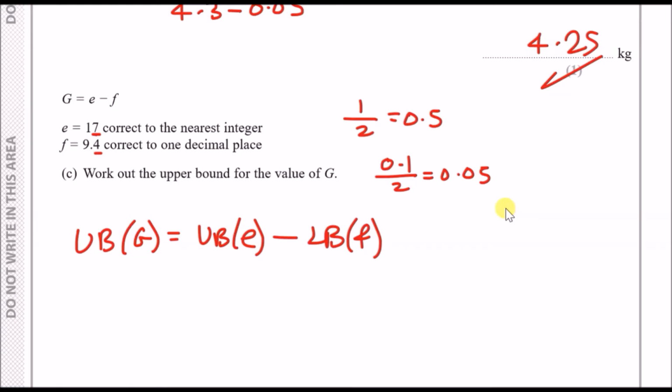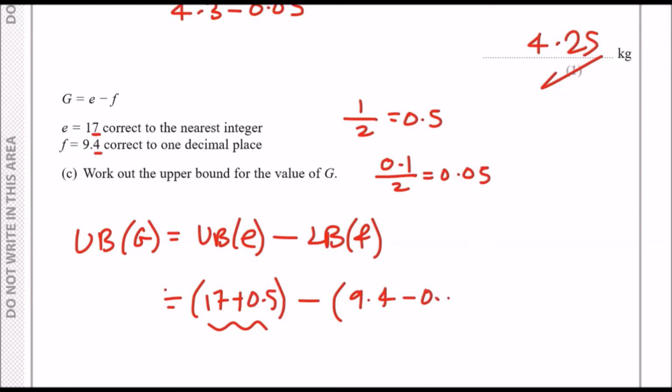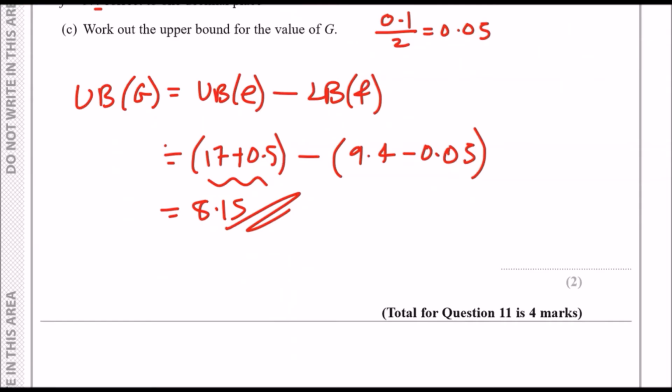And well, if you look at it this way, guys, the upper bound of e is going to be 17 plus 0.5, so we can put it here. 17 plus 0.5, that's the upper bound of e. And the lower bound for f will be 9.4 minus 0.05. And then when you compute it, you should get an answer of 8.15. And I think we are done.